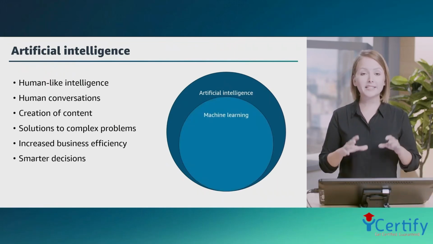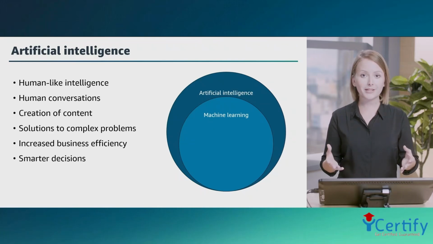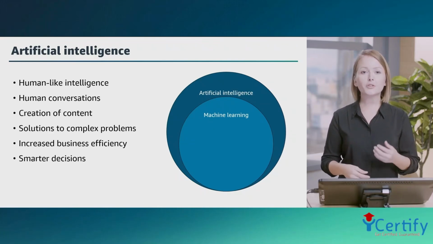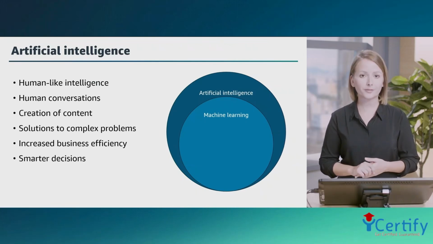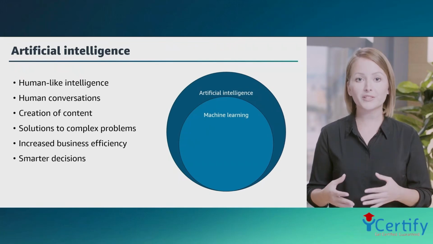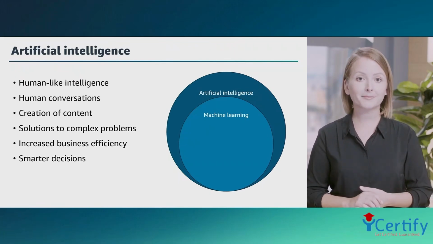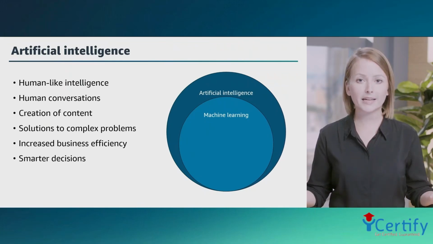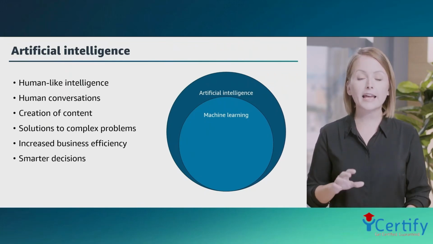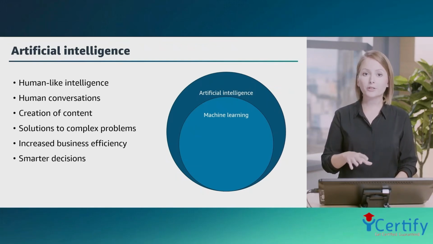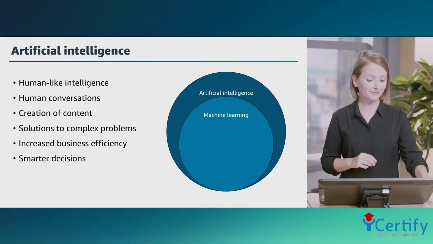Machine learning is a branch of AI and computer science that focuses on the use of data and algorithms to imitate the way humans learn. It gradually improves its accuracy to build computer systems that learn from data. Machine learning models are trained by using large data sets to identify patterns and make predictions. An example would be a product recommendation for a customer who's shopping online.